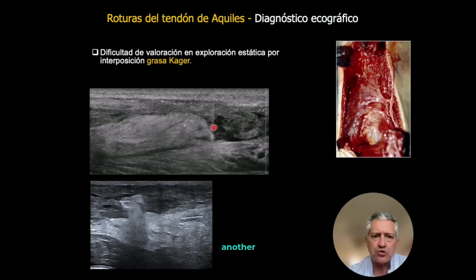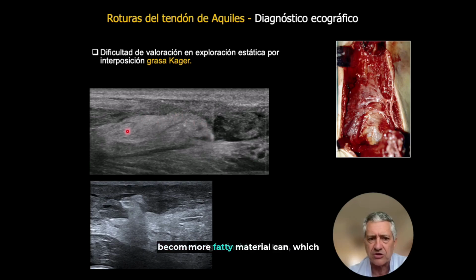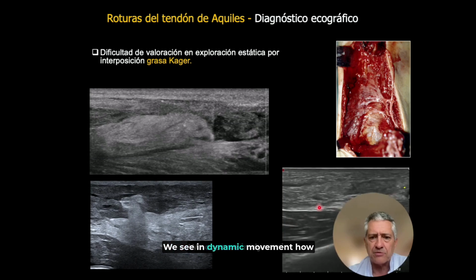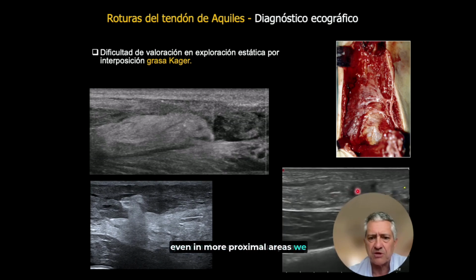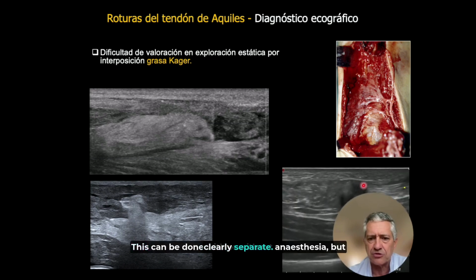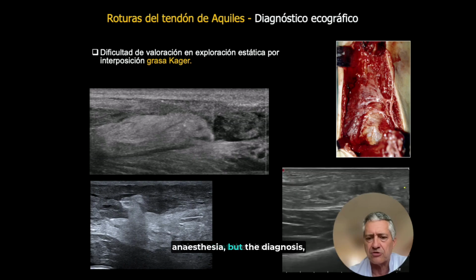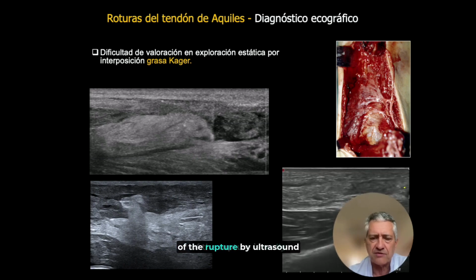From an ultrasound point of view, another very frequent finding is the interposition of Kager's fat pad. When the entire tendinous structure is ruptured, more fatty material can interpose inside the rupture, which can confuse us, especially in static images. This is easily corrected by doing dynamic studies where the rupture itself can be seen much more clearly. We see in dynamic movement how even in more proximal areas the stumps clearly separate. This can be done with or without anesthesia, but the diagnosis, I insist, of the rupture by ultrasound is frankly simple.